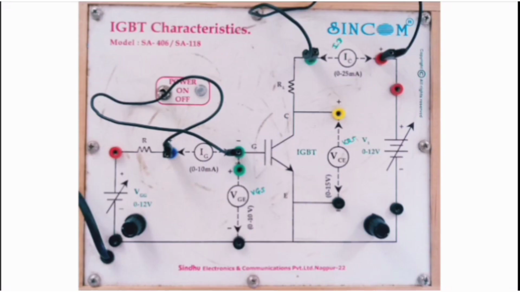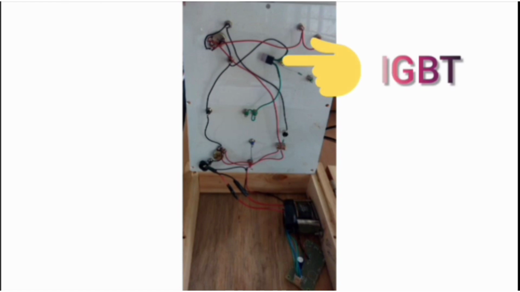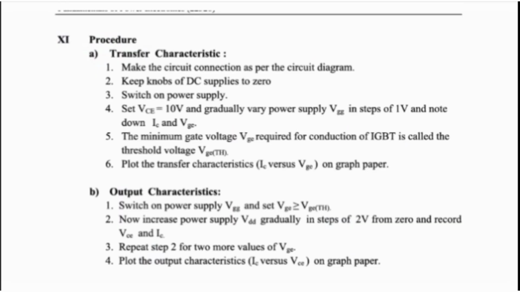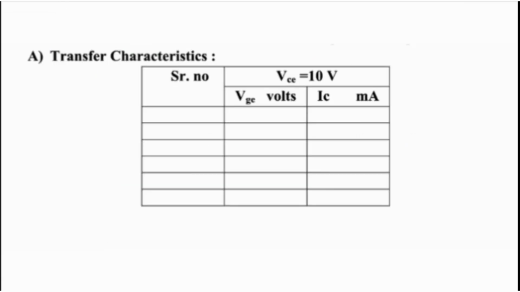We are conducting this experiment using the IGBT characteristics kit. This is the bottom side of the kit: mountings of element and power supply arrangement. Procedure required for drawing characteristics. Firstly, we perform transfer characteristics of IGBT.